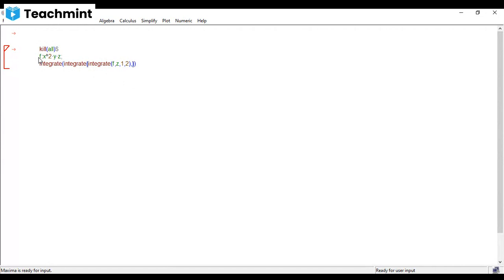This answer has to be taken as a function, and you have to integrate that answer with respect to variable y, and y varies from 1 to 2. This answer will be your new function. You have to integrate that answer with respect to variable x, and x varies from 0 to 1.